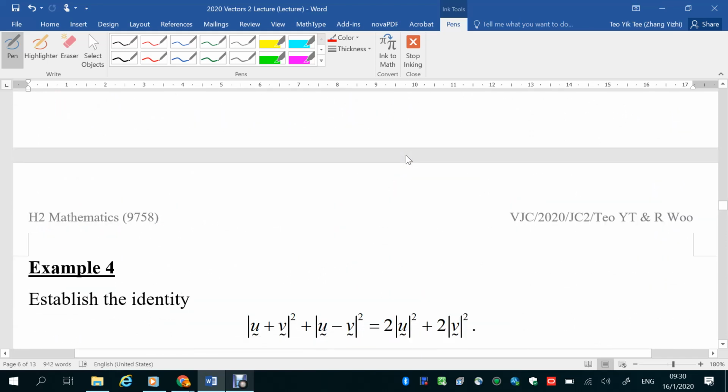Can you please asterisk example 4? This is a classic example, a question that doesn't have any numbers. When there are no numbers to handle, you need to rely on your properties. Remember, I asked you to highlight the two sections on properties in your chapter 1 and chapter 2. The identity I asked you to prove is magnitude u plus v squared plus magnitude u minus v squared equals 2 magnitude u squared plus 2 magnitude v squared.